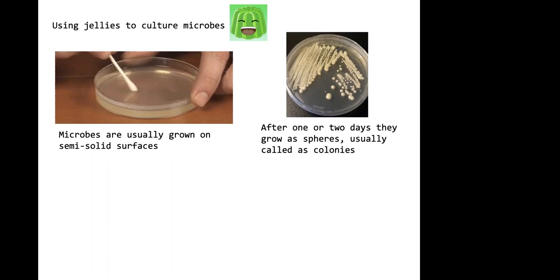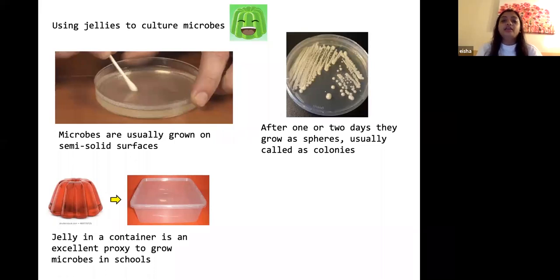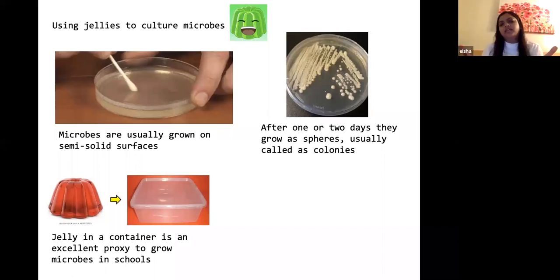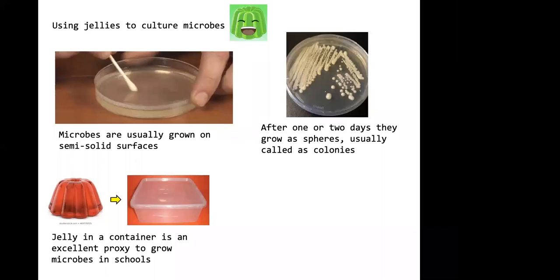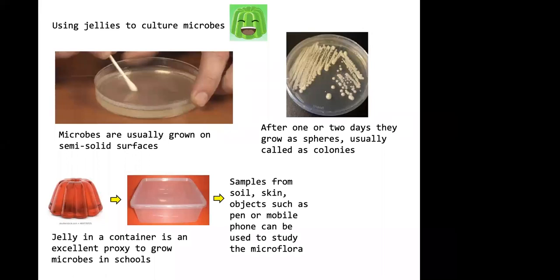The easiest way to do this is to take a jelly packet, and while making the jelly, put it in a container, a container that has a wider surface would be useful. Once the jelly is set, you can take samples from soil, skin, mobile phone, or objects that you use normally and you're interested in. Someone asked an interesting question: what are the microbes in landfills? So if you're curious, you can also get a sample from there.